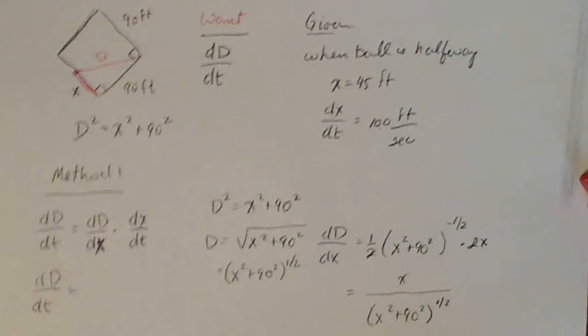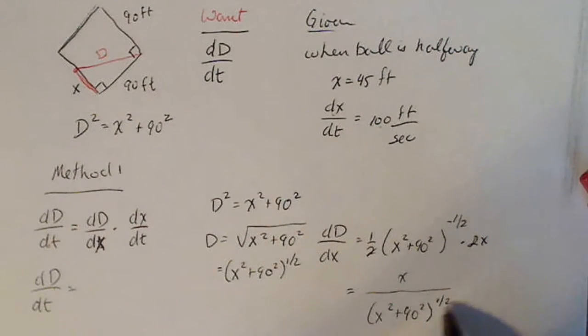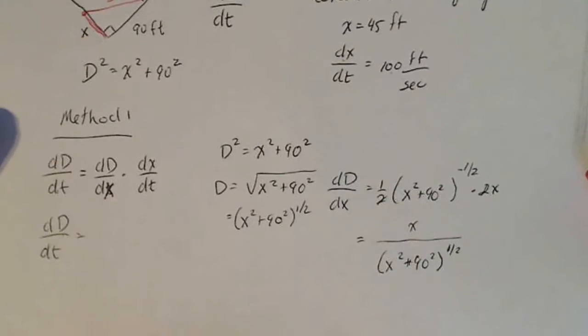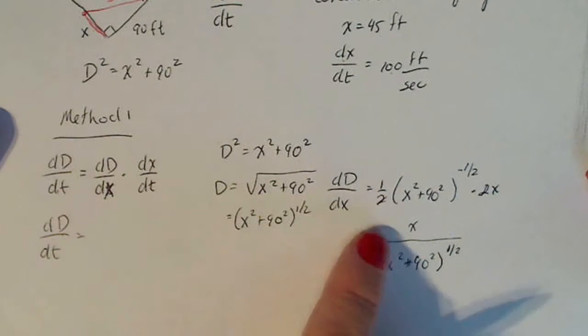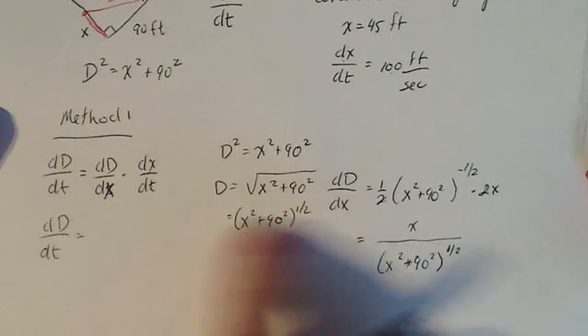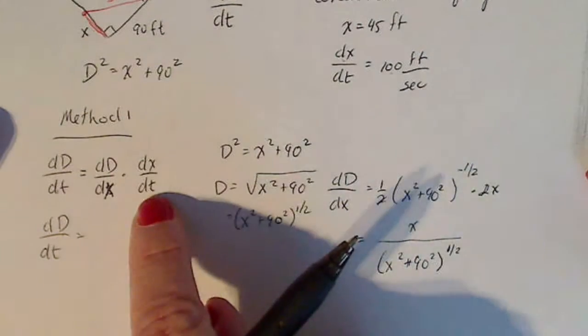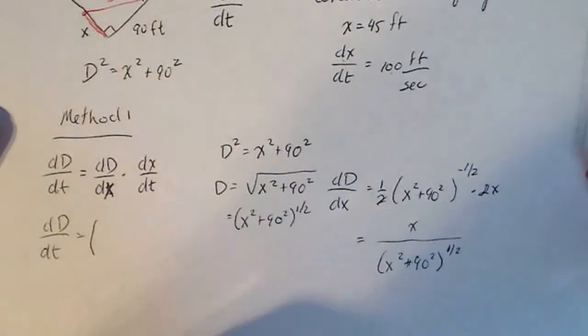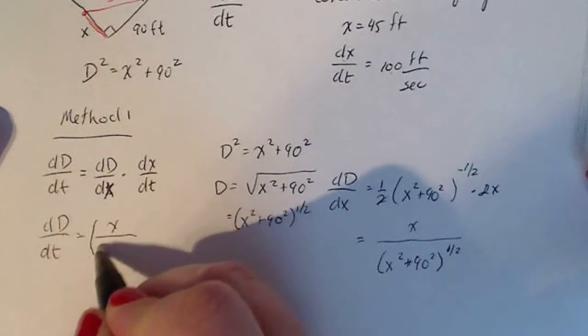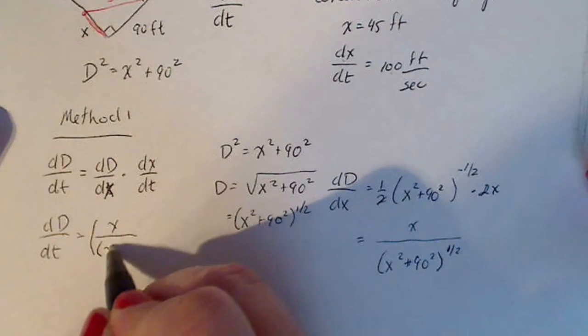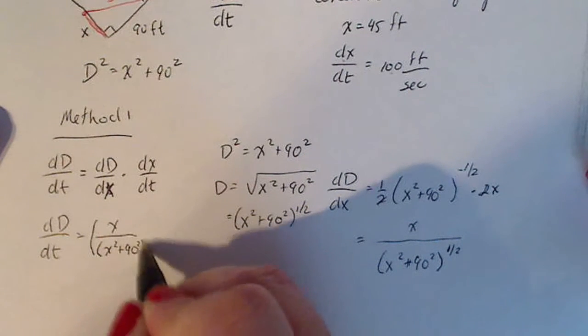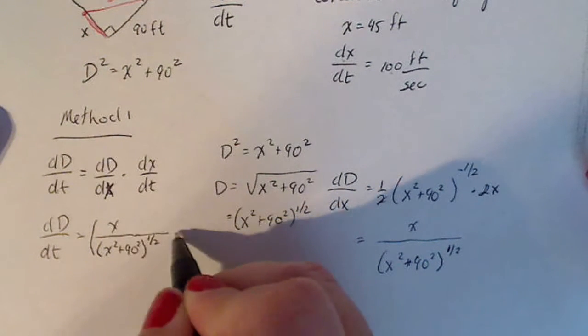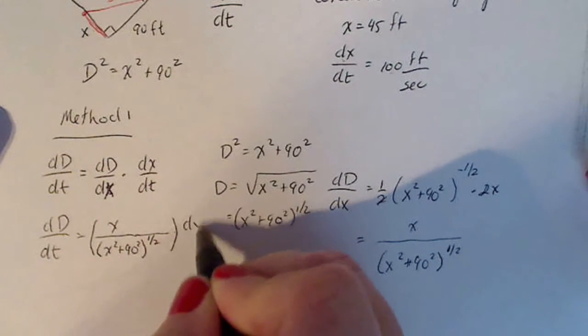Now, even though those are both squared, I can't take the square root because they're connected by a plus sign, so you have to leave it like that. Over here in my formula, though, I can replace dd/dx with that guy, and I'm not going to put the number in for dx/dt for another step, so just hang on. So I can replace that with x divided by x squared plus 90 squared to the 1/2 times dx/dt.